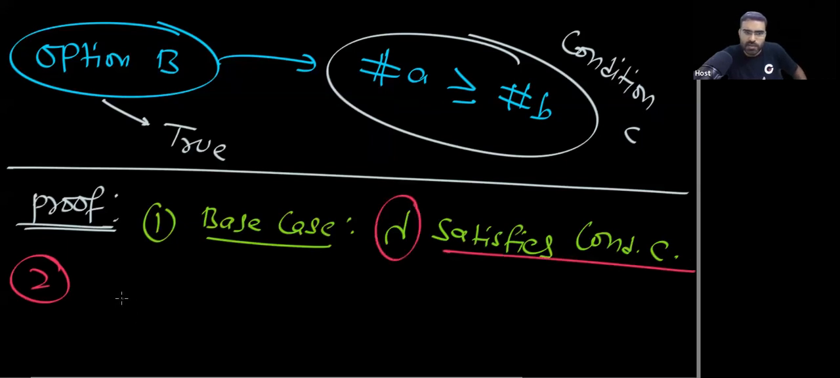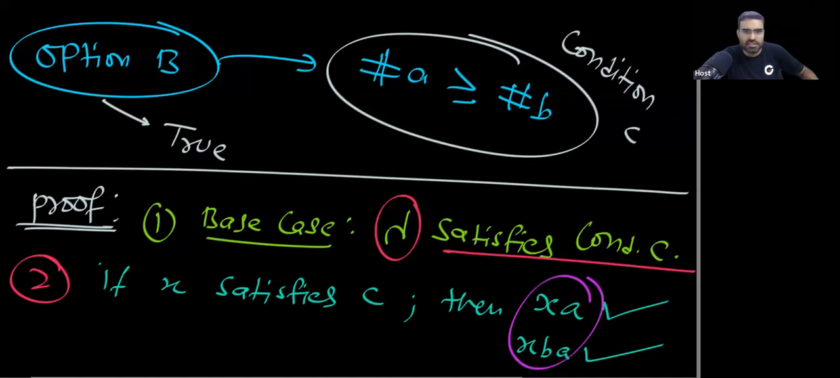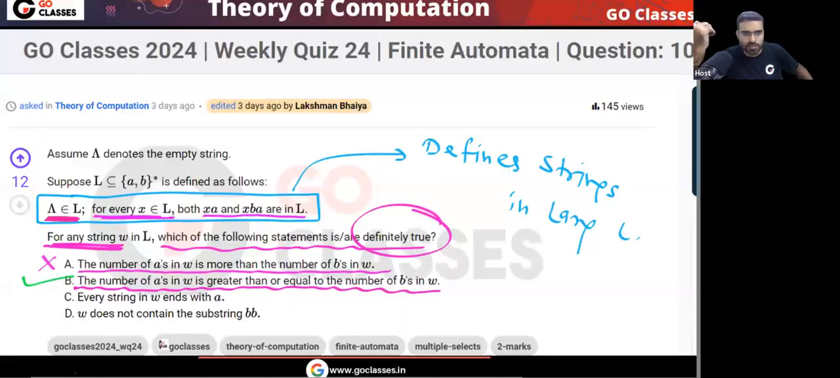And then what you have? Then finally I can say that if X satisfies condition C, then you can easily see XA will also satisfy and XBA will also satisfy. They will also satisfy condition C. Yes or no? If X satisfies condition C, then XA, XBA, they will also satisfy this. Okay. I hope this point is clear. So option B is actually true.